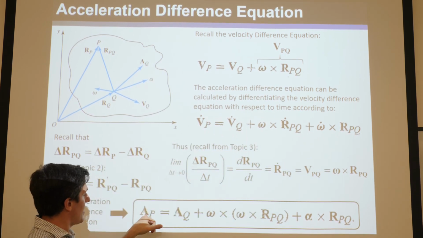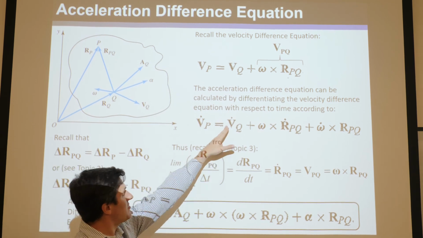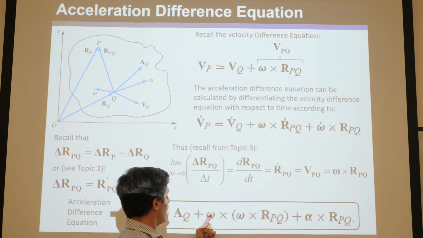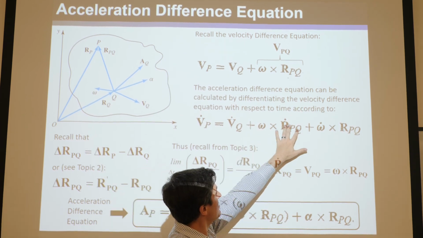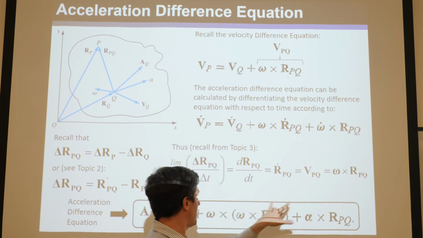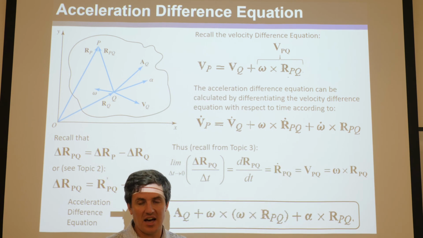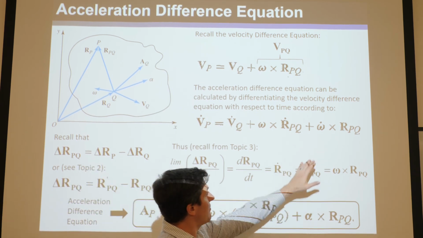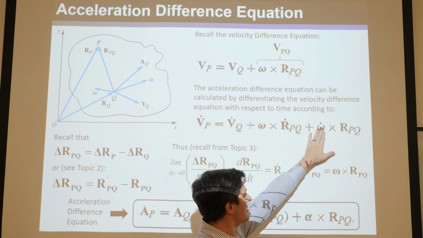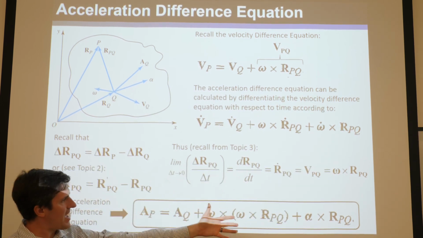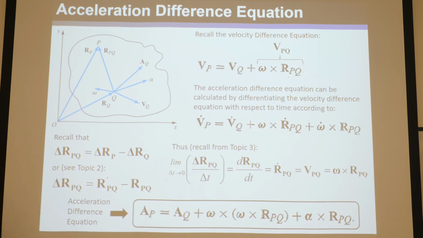So you have VP dot is AP equals VQ dot is AQ plus, now here we do omega, right there, cross this dot, which is that, so you plug it in, plus what's omega dot? Well, remember omega dot is just alpha. That's the derivative of angular velocity with respect to time, the angular acceleration, cross RPQ. Okay? So that is the acceleration difference equation. And it's just the derivative of the velocity difference equation.